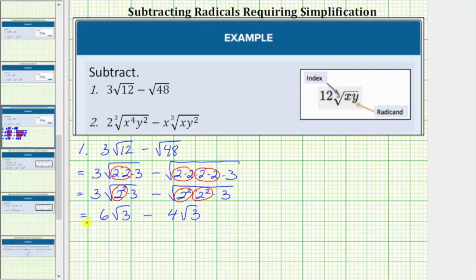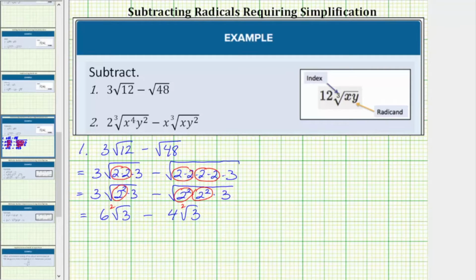Now notice how both radical expressions contain a factor of the square root of 3, which means we do have 2 like radicals and can perform this subtraction. Or more formally, we have 2 like radicals because both radicals have an index of 2 and a radicand of 3. We determine this difference, just like we determine the difference of like terms. We treat the square root of 3 as if it is a variable. So 6 square root 3 minus 4 square root 3 equals 2 square root 3.